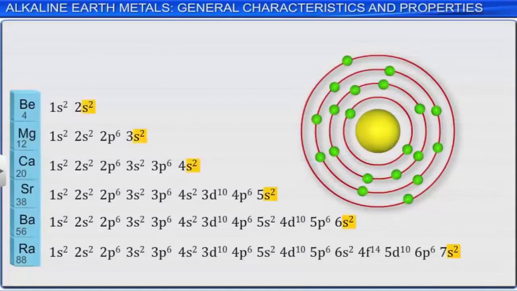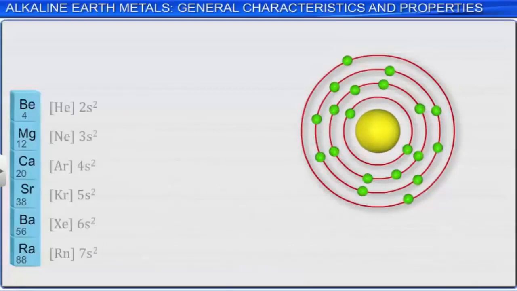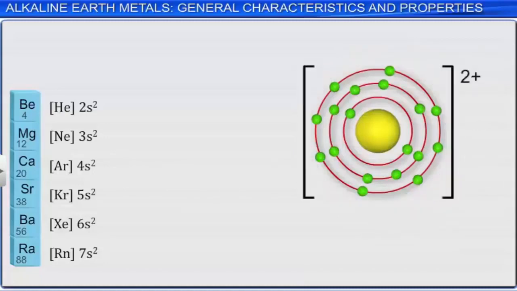The similarities in the electron configurations are even more apparent when written in noble gas notation. They all end as ns2, where n is the highest occupied electron energy level. Because of their 2 valence electrons, all the group 2 metals form cations with +2 charges. By losing the 2 outermost electrons, they form cations that are isoelectronic with the nearest noble gas. Let's go on and review the periodic trends as they relate to the alkaline earth metals.